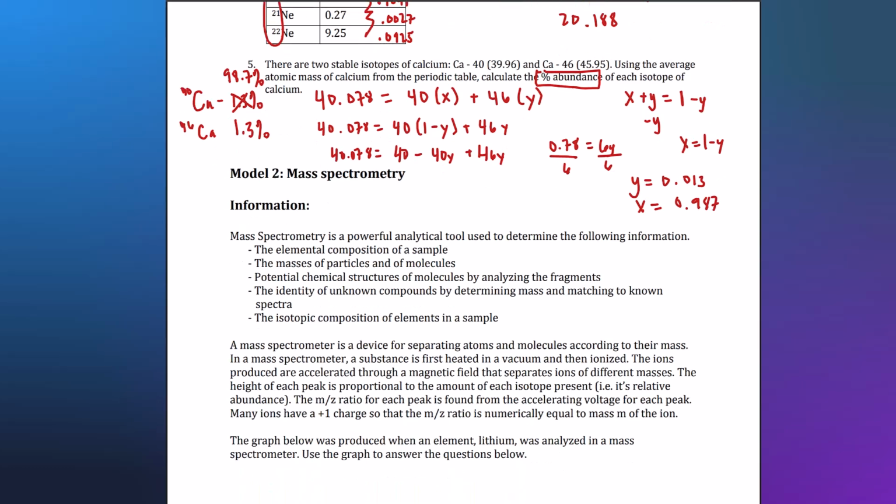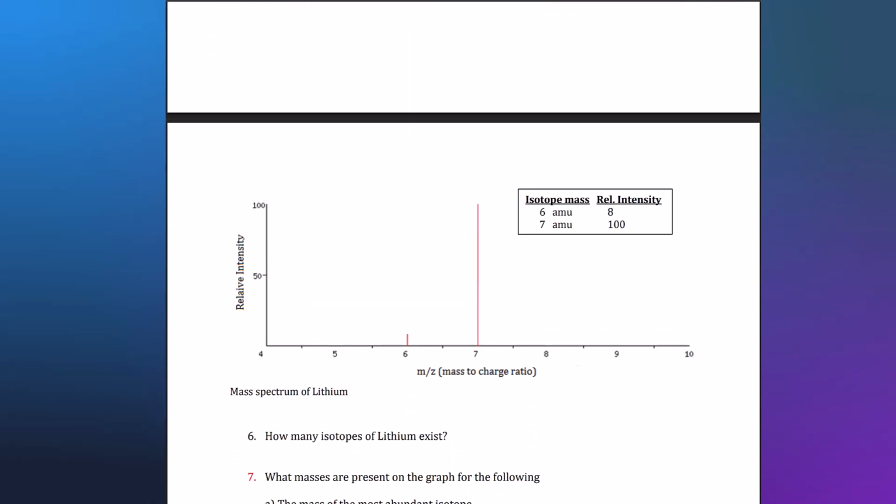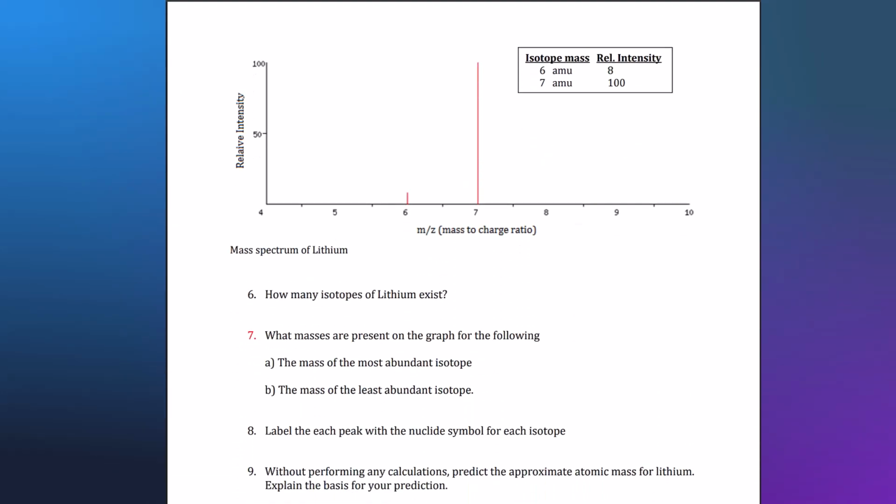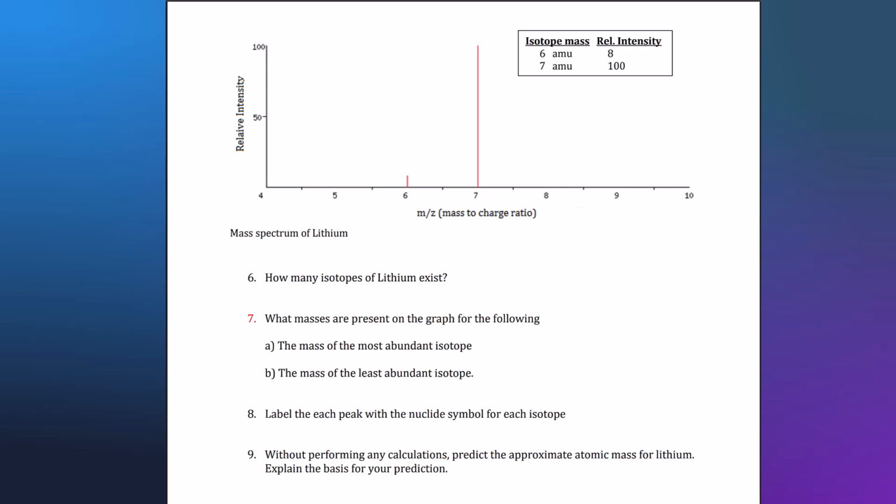All right, so now if we go down to Model 2, Model 2 is actually giving us mass spec pictures, and it's asking us to analyze those. So question number 6, how many isotopes of lithium exist? So I know that lithium has 2 isotopes, and the reason I know that is because we have 2 peaks in the picture.